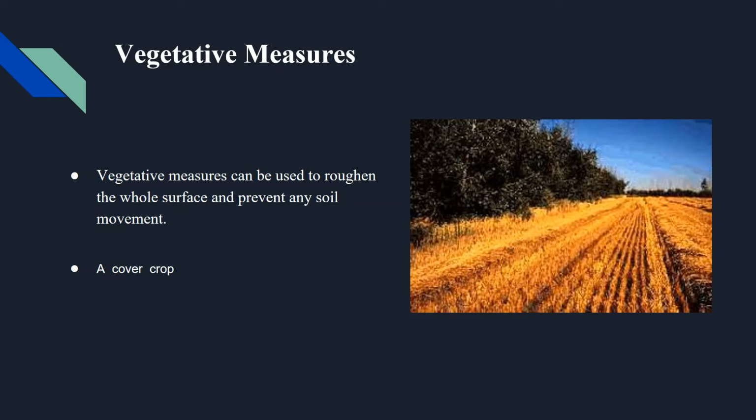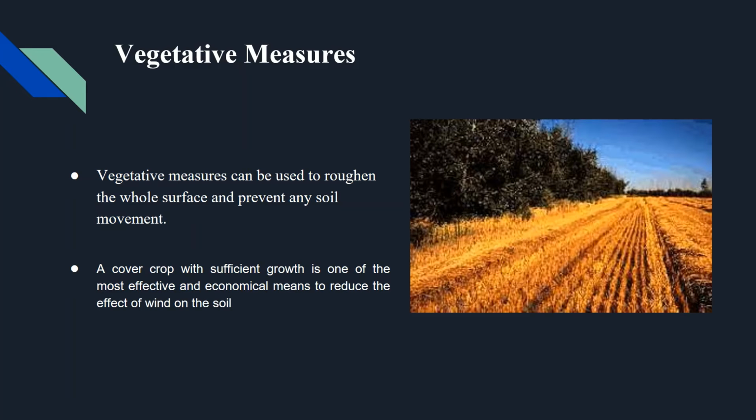A cover crop with sufficient growth will provide soil erosion protection during the cropping season. It is one of the most effective and economical means to reduce the effect of wind on the soil. It not only reduces the velocity near the ground surface but also holds the soil against the tractive force of wind, thereby helping in reduction of soil erosion.